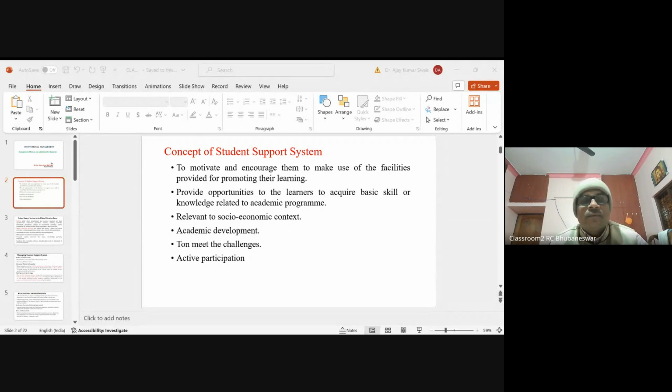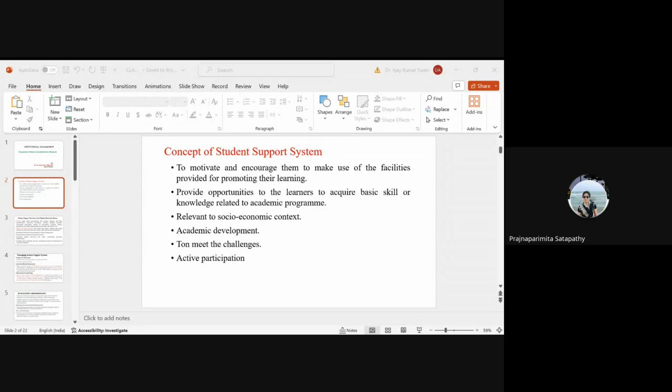The first one is motivate and encourage the learners to make use of the facilities provided for promoting their learning. It is very clear to us for discussion. In the first class of your MES program, perhaps it was the Rising Sun class, MES-041, the highest attendance was 49. But what is the attendance today? 25.